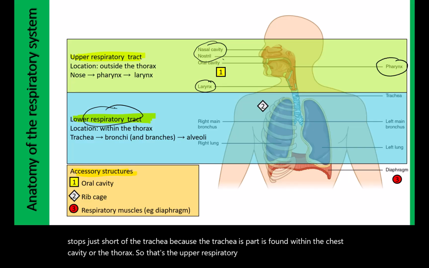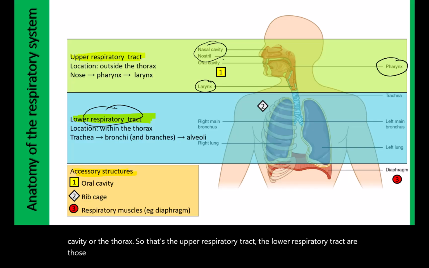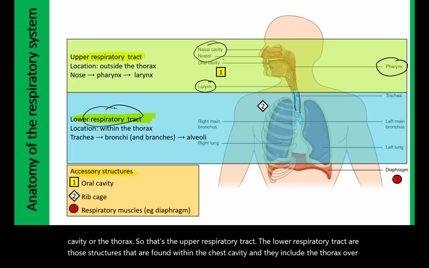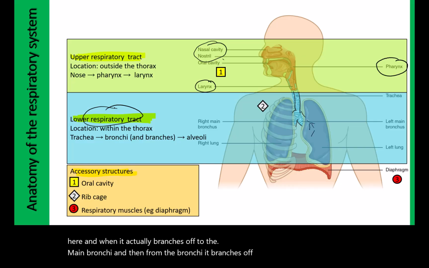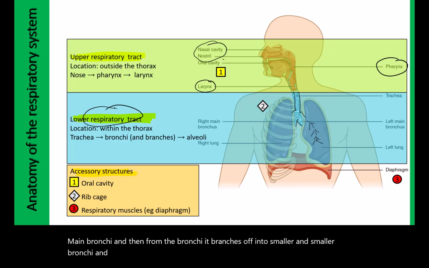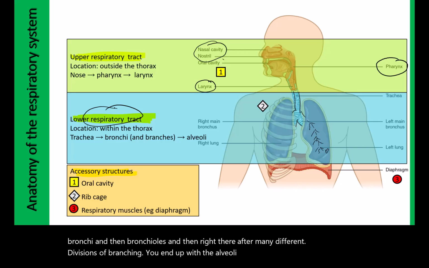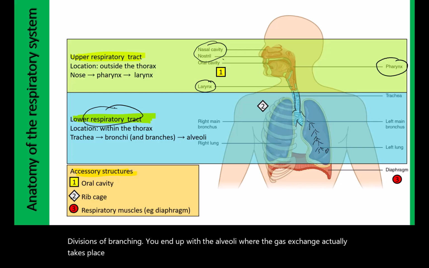The lower respiratory tract comprises those structures found within the chest cavity, beginning with the trachea. It branches off into the main bronchi, and from the bronchi into smaller and smaller bronchi, and then bronchioles. After many divisions of branching, you end up with the alveoli, where the gas exchange actually takes place. So in the respiratory tract, gas exchange only occurs right at the end.